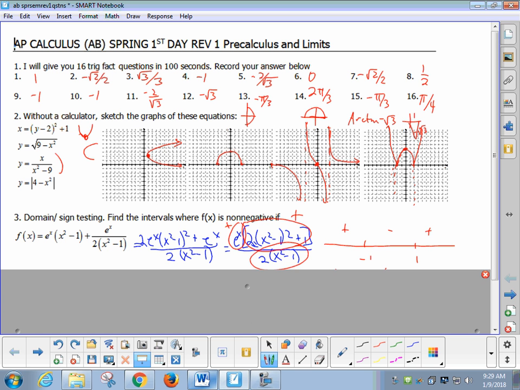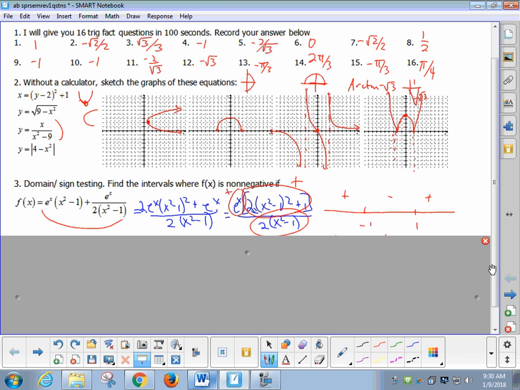And then this one, I hope you said, well, I never do a sign test on a sum if I can help it. I need to make it one big product or quotient. So your first goal should have been to put that together into one big product or quotient, factor out e to the x. Now, after you factor out e to the x, inside I have 2 square root of x squared minus 1 squared. E to the x is always positive. That's always positive. That's always positive. So the only true places where it can change sign are negative 1 and 1. My sign test yielded positive on the outsides.